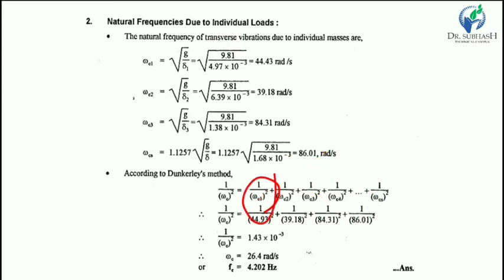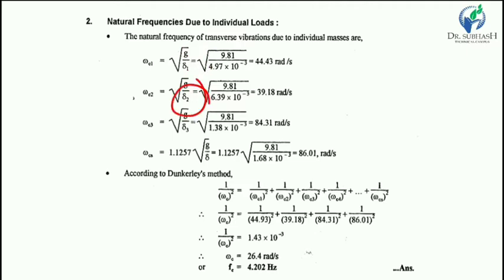Now we have to find out all the omega values, and how? With the help of this equation, under root g upon delta. So for omega C1, the equation is under root g upon delta 1. Delta 1 is the static deflection generated due to only rotor 1, not considering rotor 2 and rotor 3. Only place rotor 1 on the shaft at a specific distance given in the data, and the deflection is measured. This is delta 1.